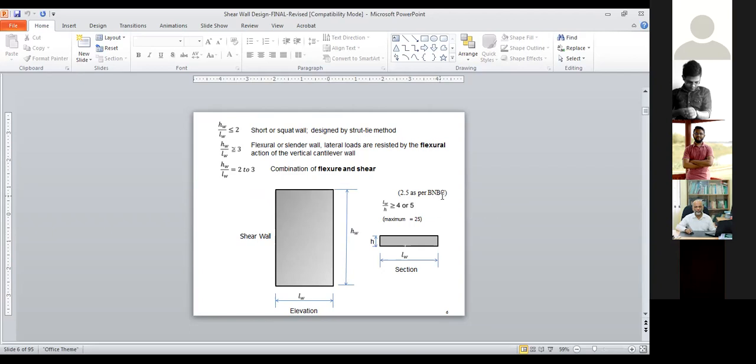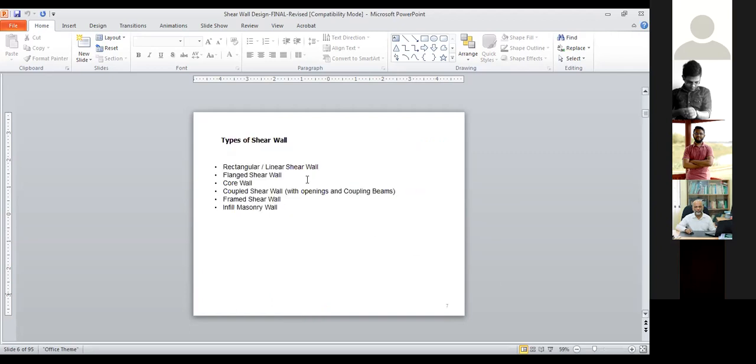I checked with BNBC 2020. In BNBC 2020, they defined that if your LW by h is more than 2.5, then we call it wall system like that. That will become shear wall. If your length is 2.5 times of the thickness, then it becomes the wall like that. But anyway, you can see different definitions in different cases.